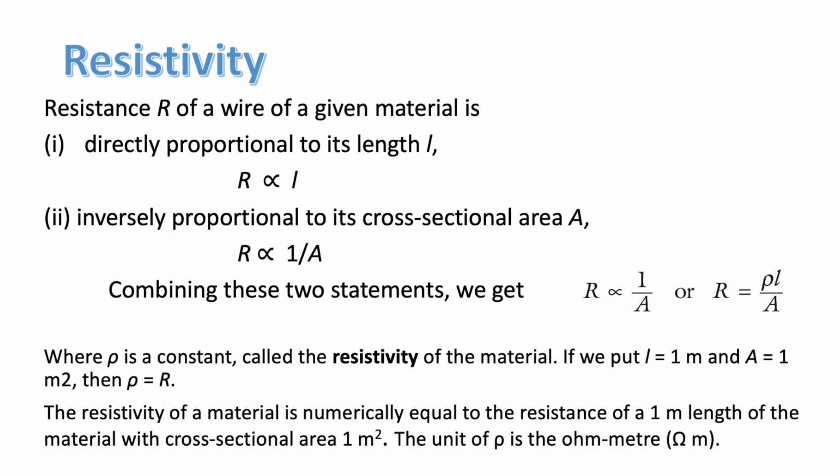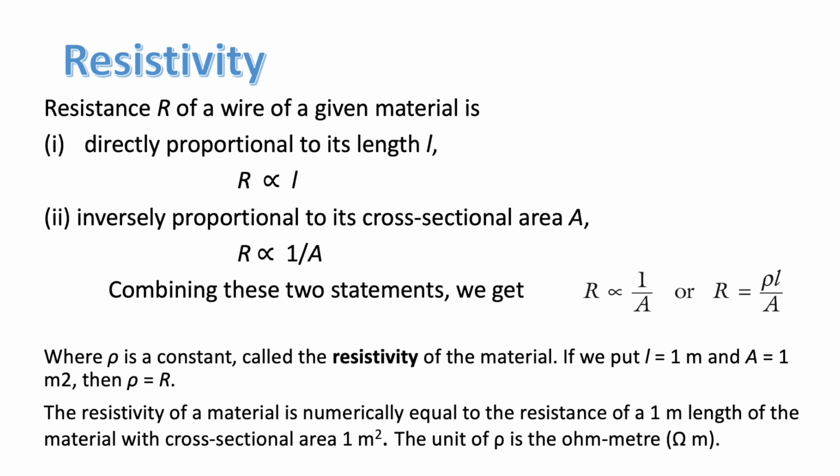In this equation, if we put L equal to 1 meter and A equal to 1 meter square, then rho equals R. We can say the resistivity of a material is numerically equal to the resistance of a 1 meter length of the material with a cross-sectional area of 1 meter square. The unit of resistivity, rho, is ohm meter.